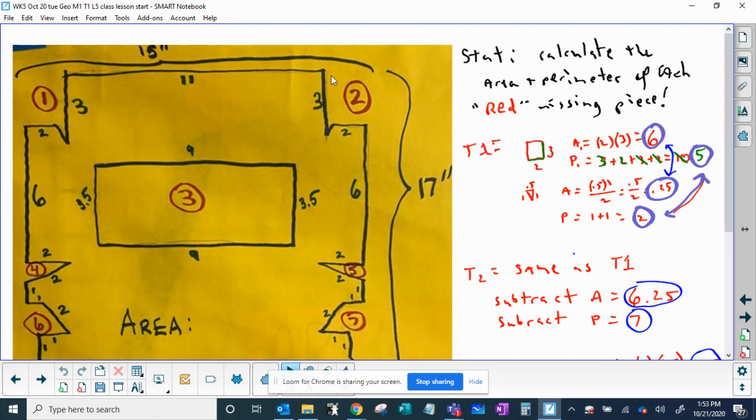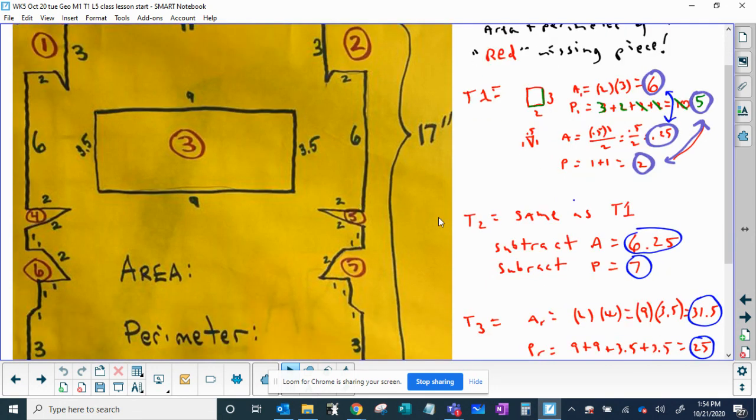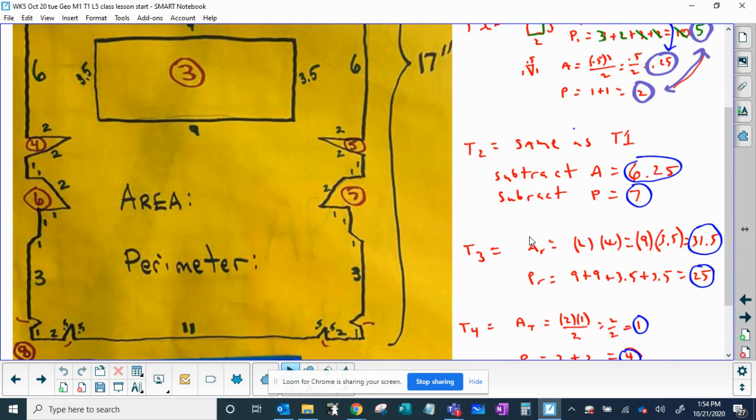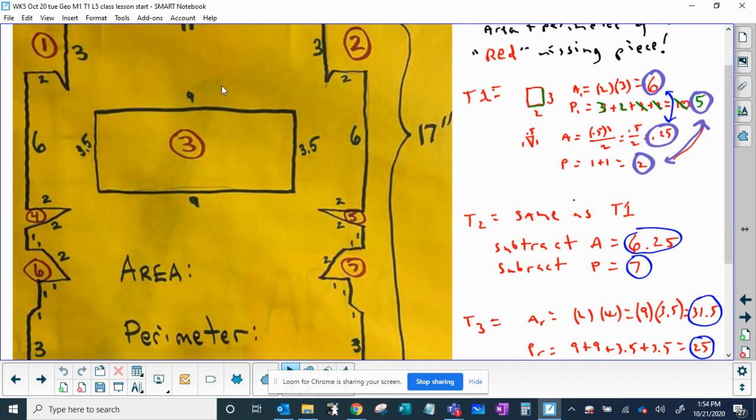Now the perimeter is different. Remember, the perimeter is the distance around: 1 plus 3 plus 2, plus I have this little bit right here, 1 inch by 1 inch. So I've got some perimeter I got to deal with, right? So 3 plus 1 plus 1 plus 2, 3 plus 1 plus 1, that's 7. So now I got 6.25, 6.25, 7, and a 7 for these two. Done. Let's scroll down.